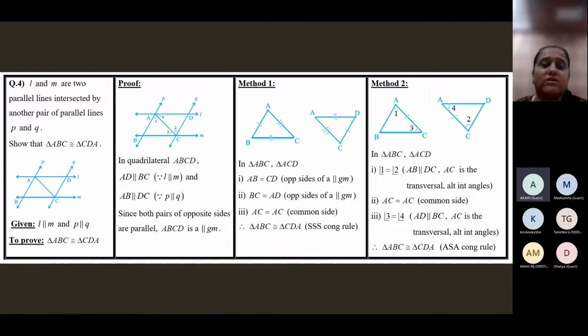Now I want the class to show that these two triangles are congruent using the AAS congruence criteria. Please use AAS and tell me the equalities you will be writing to show that these two triangles are congruent using the AAS rule. The time starts now, 1 minute for that.